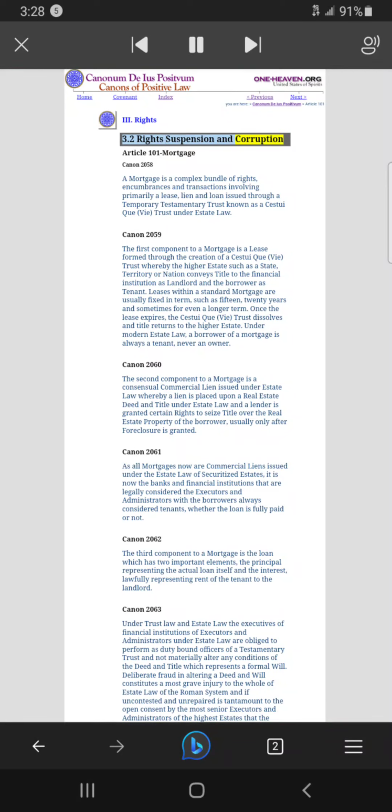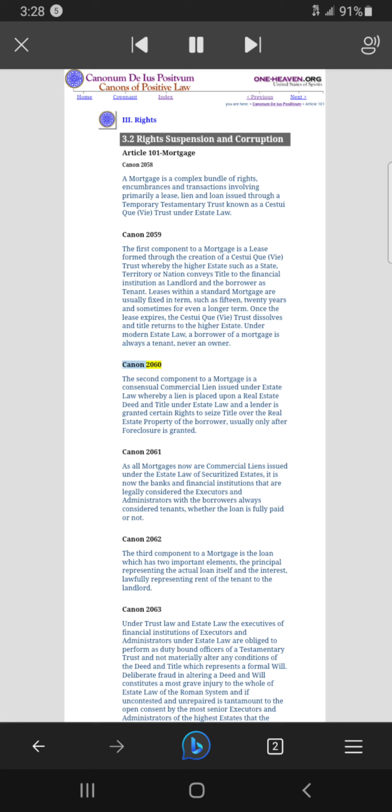Suspension and corruption. Article 101 Mortgage. Canon 2059. The first component to a mortgage is a lease formed through the creation of a cestui que vie trust whereby the higher estate such as a state, territory or nation conveys title to the financial institution as landlord and the borrower as tenant. Leases within a standard mortgage are usually fixed in term, such as 15, 20 years and sometimes for even a longer term. Once the lease expires, the cestui que vie trust dissolves and title returns to the higher estate. Under modern estate law, a borrower of a mortgage is always a tenant, never an owner.